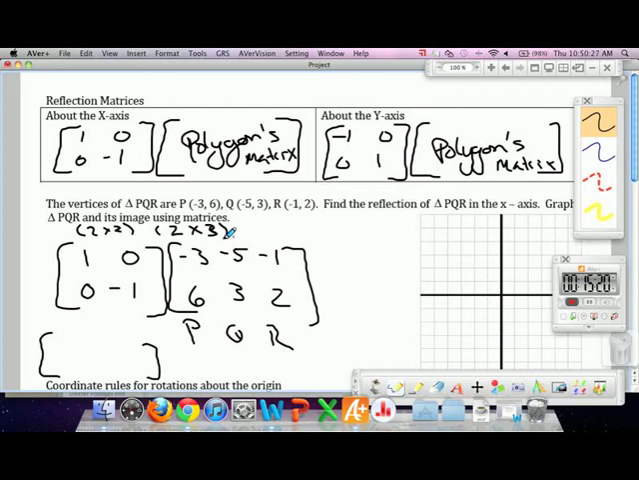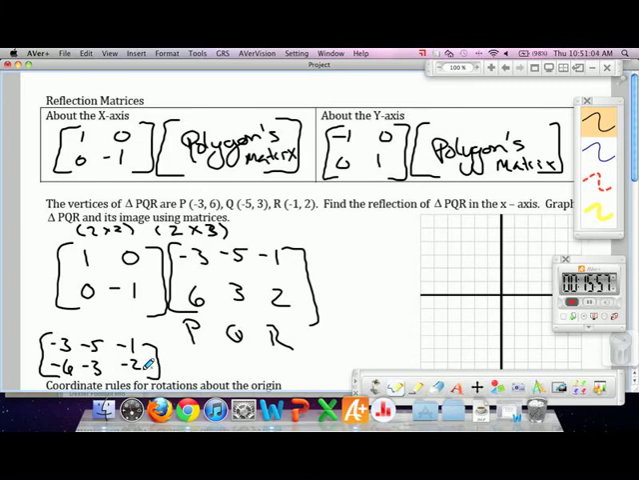It's just negative 3. 1 times negative 5 plus 0 times 3. Negative 5. 1 times negative 1 plus 0 times 2. Negative 1. Row 2, column 1, I'll get 0 times negative 3 plus negative 1 times 6. Okay, and then the wild guess, continuing this on, the second one will be negative 3, negative 2.